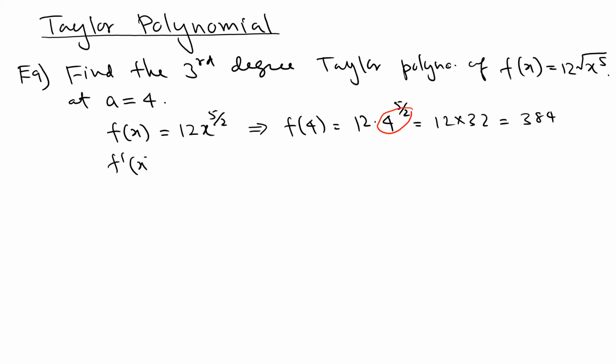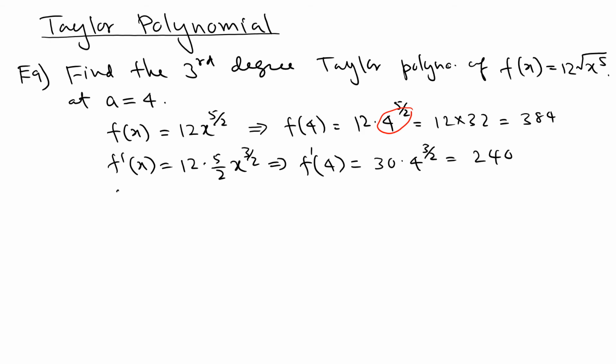Now go to the first derivative. Once you take the derivative, this becomes 12 times 5 halves x to the 3 halves, which we evaluate at 4 again, so we get 30 times 4 to the 3 halves. As before, you take the square root, which is 2, cubed is 8, so 8 times 30 means 240. And then we go to the next derivative.